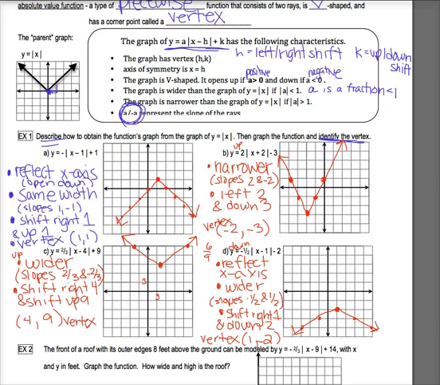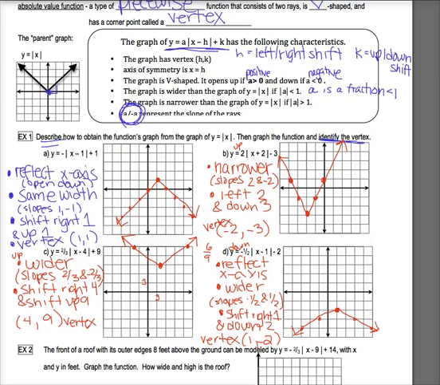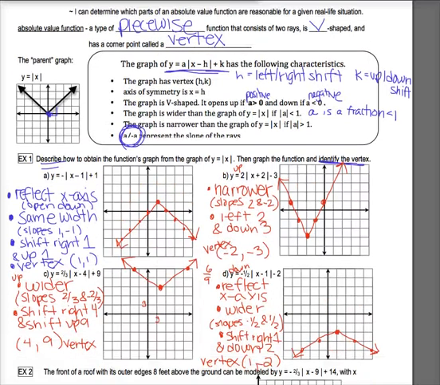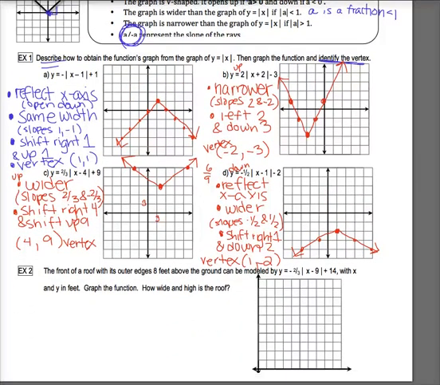All right, last example, which meets our last learning goal of determining which parts of an absolute value function are reasonable for real-life equations. It says the front of a roof with its outer edges 8 feet above the ground can be modeled by, and then it gives you this equation, with X and Y in feet. Graph the function. Then we want to determine how wide and high is the roof.